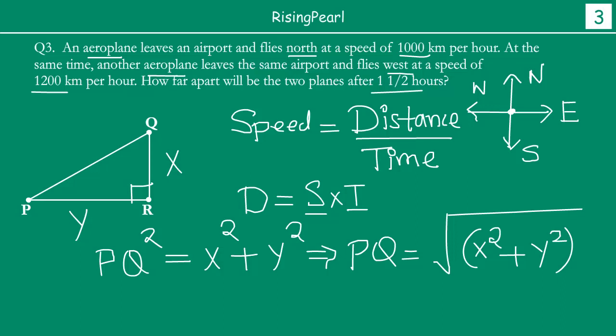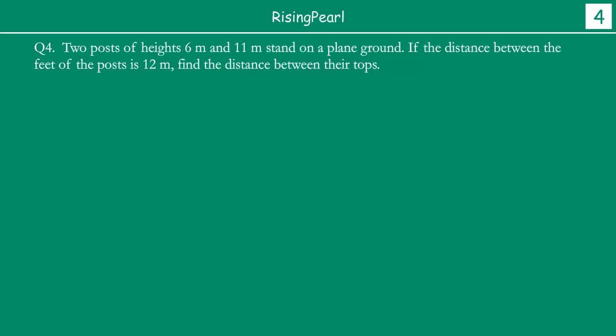So friends, now let's take a look at probably one last question before we wrap up this webisode. So here, question number 4. Two posts of heights 6 meter and 11 meter stand on a plain ground. So I've got two posts, maybe goal posts, maybe soccer posts or something. So I've got two posts of different heights, 6 and 11 meter respectively, standing on a plain ground. If the distance between the feet of the posts is 12 meter, find the distance between their tops.